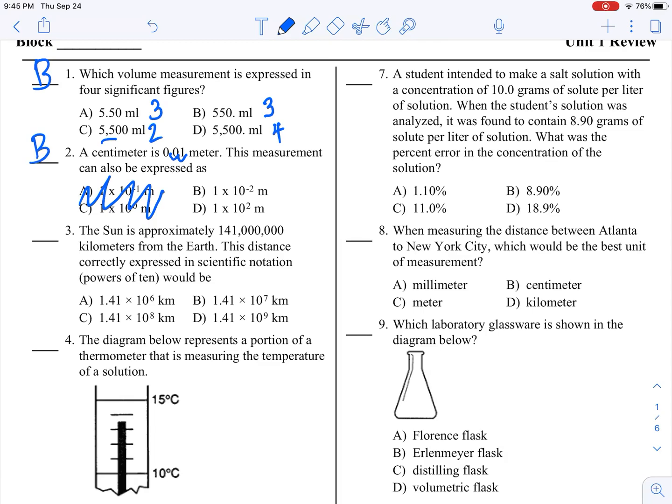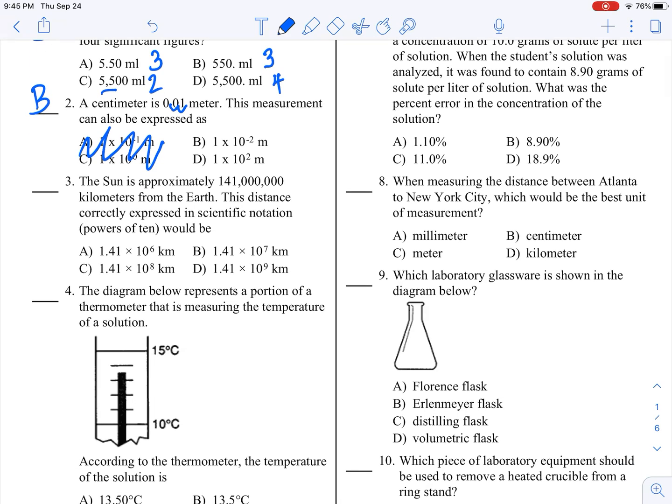The sun is approximately 141 million kilometers from the Earth. What is it in scientific notation? So 3, 6, 7, 8. There it is.